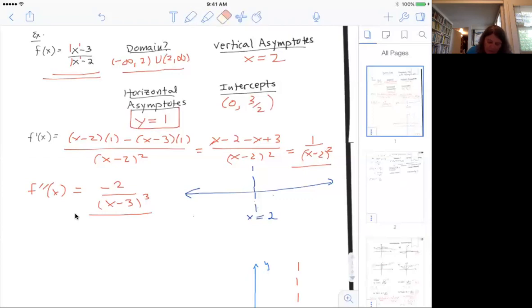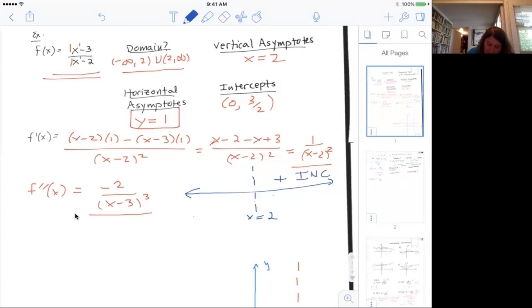So if you look at the rest of it, what we're going to do is test left and right here in the first derivative, and it'll tell us increasing and decreasing. So if I plug 3 in, for example, I'll get 1 over 3 minus 2, which is a positive number squared. So 1 over a positive number is going to be positive. That tells me it is increasing there.